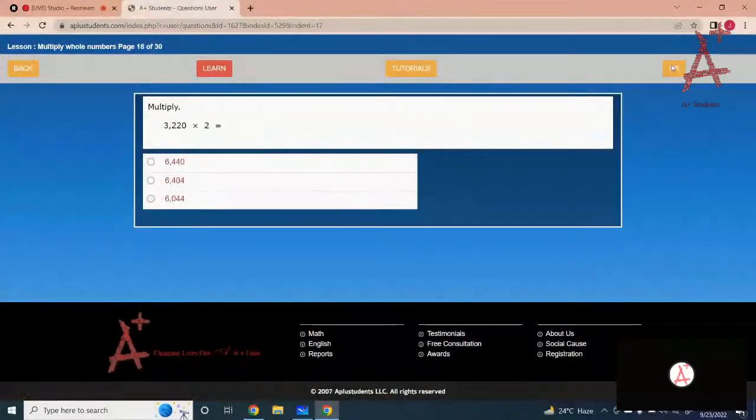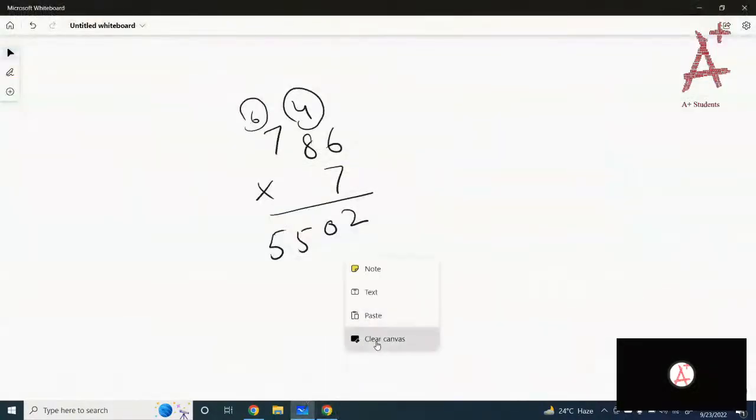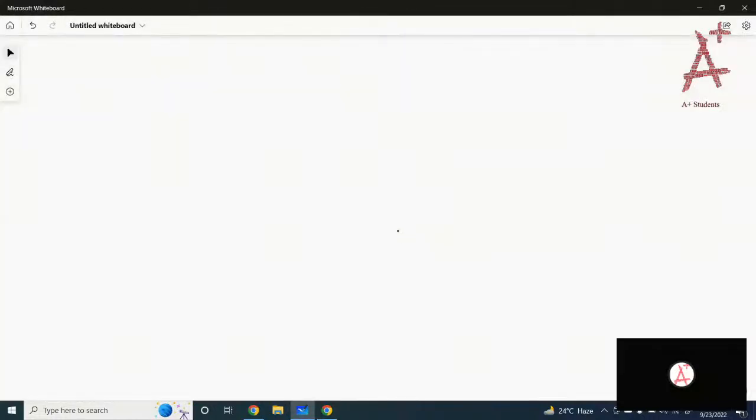Okay. 3220 times 2. 2 times 0 is 0. 2 times 2 is 4. 2 times 2 is 4 and 2 times 3 is 6. So it is 6440. Got it?